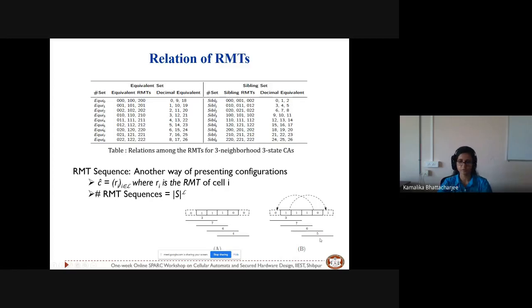Now, for this talk, we will be interested in discussing the periodic boundary configuration. That means we are always thinking that our lattice is folded just like a circular arrow. So, for example, you can take an arbitrary configuration for a 3-neighborhood 3-state structure, that is 0, 1, 2, 0. It is a 4-cell configuration. So the RMT sequence will be, if we consider periodic boundary, for the first cell 0, 0, 1, then 0, 1, 2, then 1, 2, 0, and the last cell is 2, 0, 0.